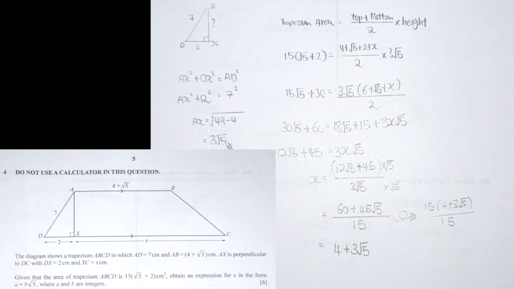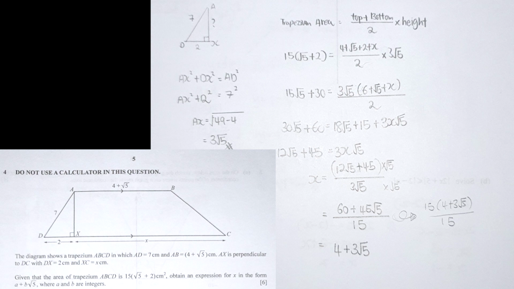Question 4, we have such a question here. The first thing that I did was to identify the ax value because it is a right angle triangle, and through Pythagoras theorem, you'll be able to identify the ax value as 3 square root 5. They are asking for the area of the trapezium. So top plus bottom divided by 2 times height. Our top here will be 4 plus square root 5. The bottom will be 2 plus x, divided by 2, multiplied with the height of 3 square root 5.